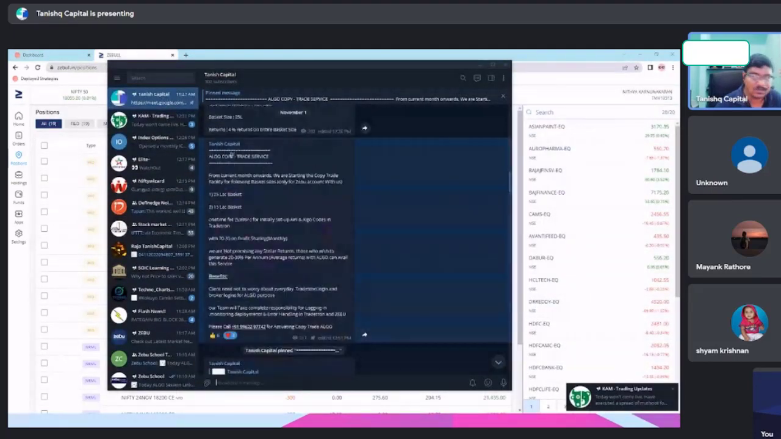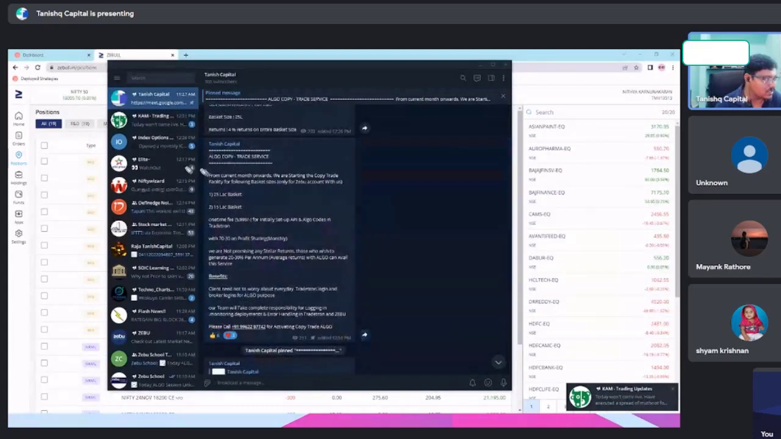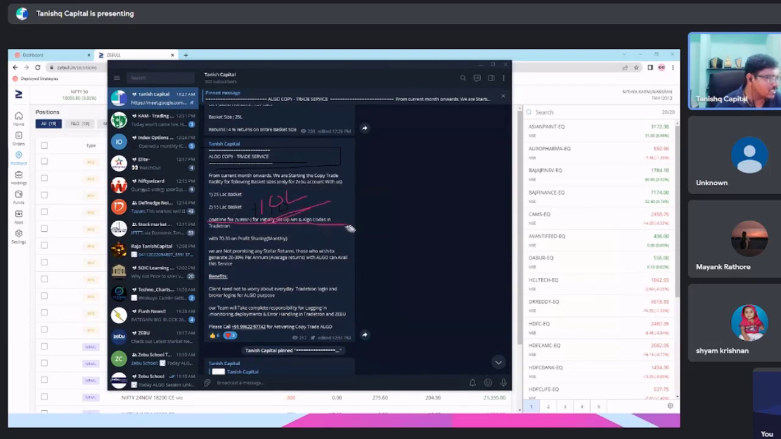If somebody wants to go for the copy trade service, that means the basket-based service, we have now added a 10 lakh basket also. Very simple. One-time setup fee, because we are going to take care of the TradeTron login, all the algo codes, all the things. The only thing is 70-30 profit sharing on profit.